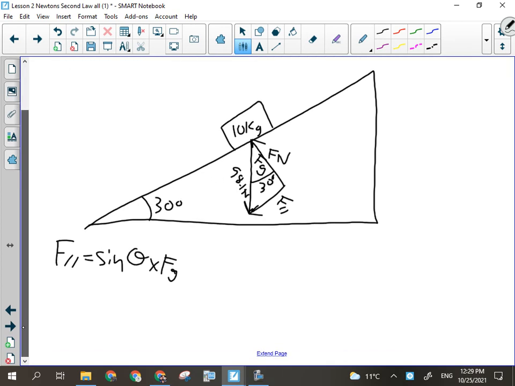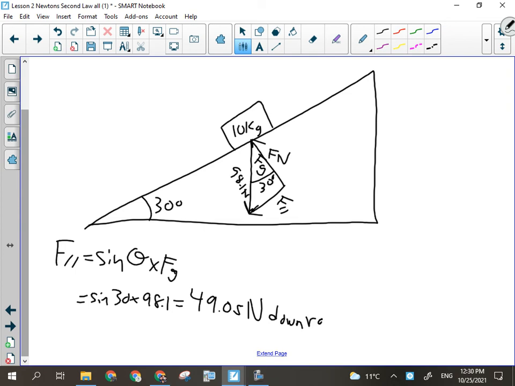Right, so for this question in particular, it's going to be the sine of 30 degrees times 98.1, which will be 49.05 newtons down the ramp.